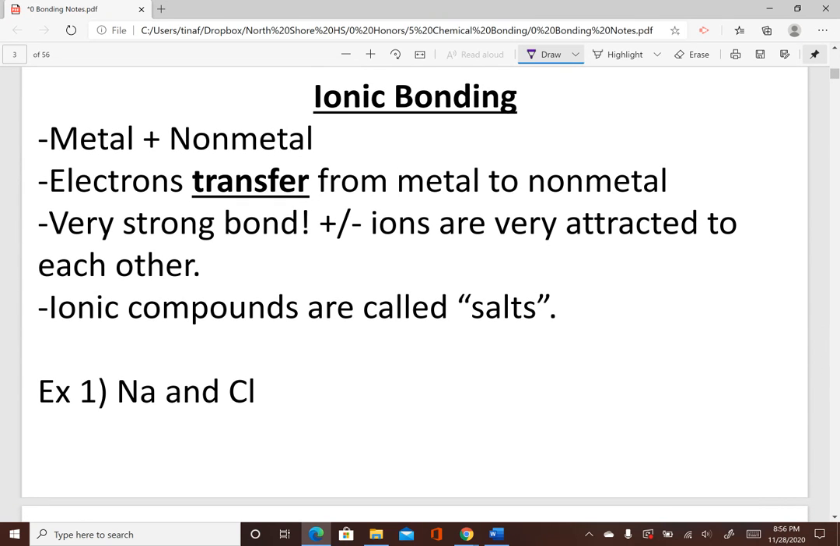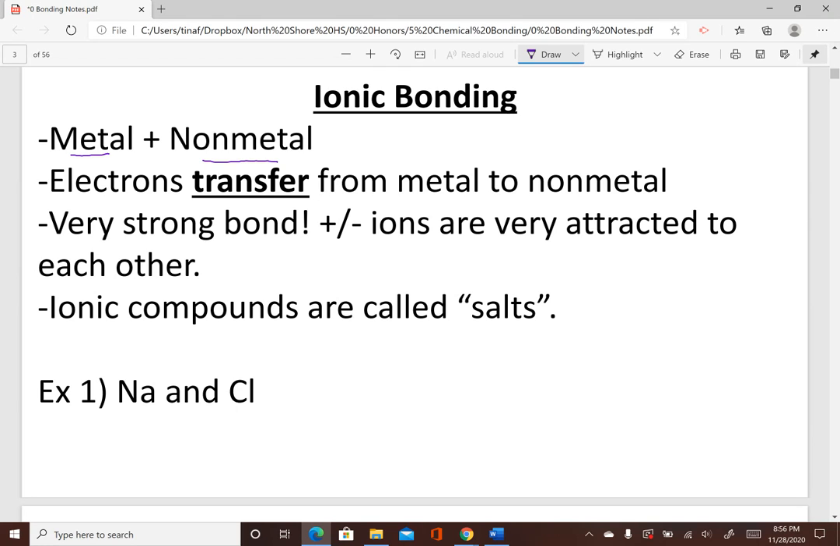So to know what type of bond you're dealing with, guys, you need to know what kinds of elements are in the compound. So we know that it's going to be an ionic bond if we have a metal and a nonmetal. And if you remember drawing the staircase on our periodic table, the metals are to the left of the staircase, except hydrogen, of course, and the nonmetals are to the right. So if you have something from each side, you know it's an ionic bond. What happens with electrons is that they transfer from the metal to the nonmetal.